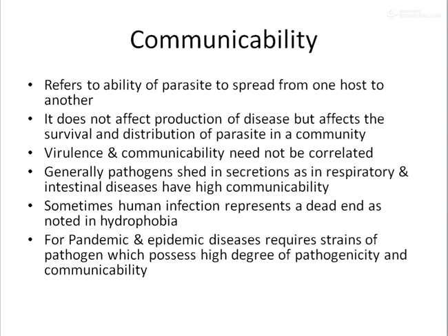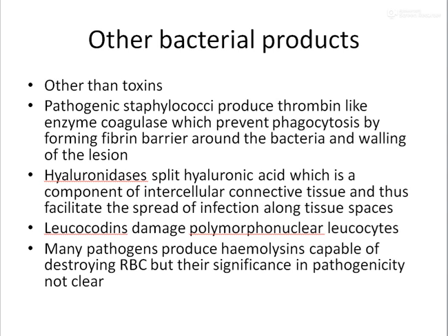And you can see that some human infections represent a dead end, as in the case of rabies or hydrophobia. The human is considered a dead end for the rabies virus. For pandemic and epidemic diseases, strains of a pathogen are required which possess a high degree of pathogenicity as well as communicability. So the ability to spread from one host to the other refers to communicability.